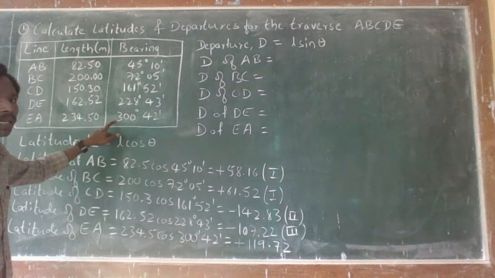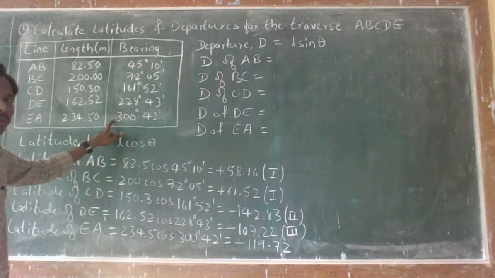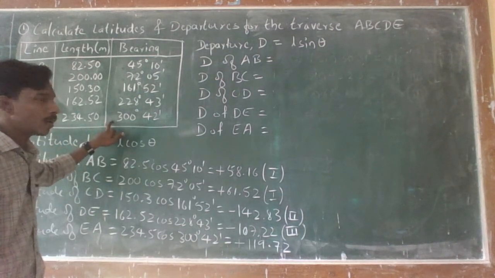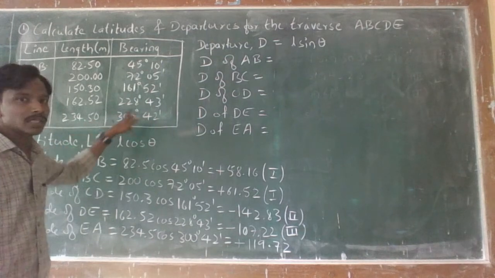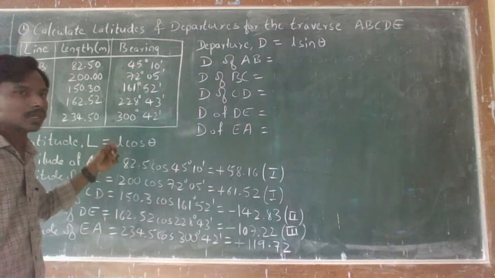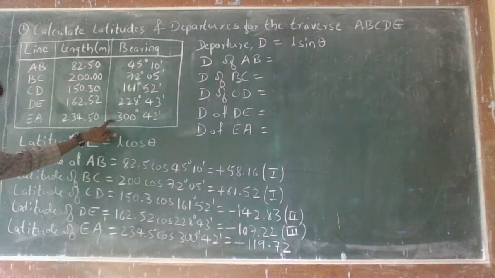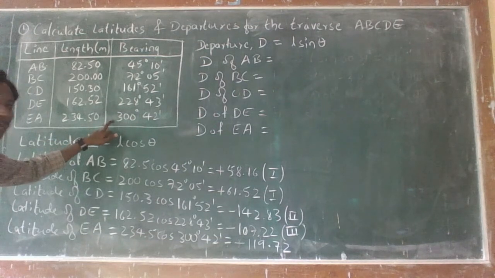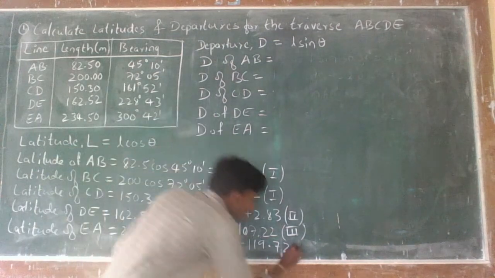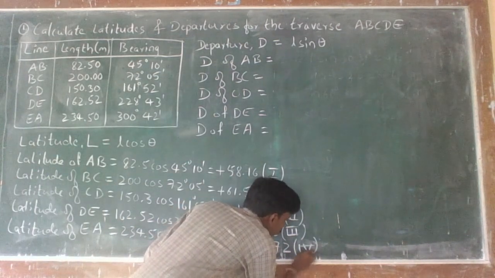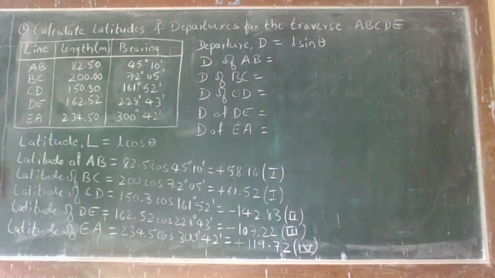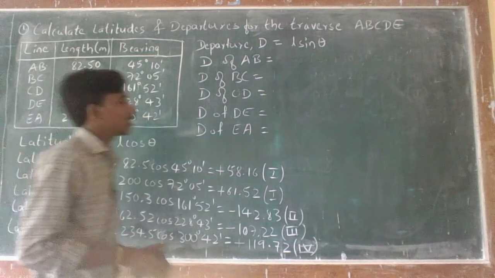Now just check once 300 degrees 42 minutes. Now 300 degrees lies in fourth quadrant, because it is greater than 270 degrees and less than 360 degrees or 0 degrees. So 300 degrees 42 minutes lies in fourth quadrant. So as per the previous class we have seen the chart, in that in the fourth quadrant latitude will be positive. Now we got the sign positive here, so keep it positive. Now write here fourth quadrant. So this completes the calculations of latitudes of all the 5 traverse sides. Now let's move to the departure.